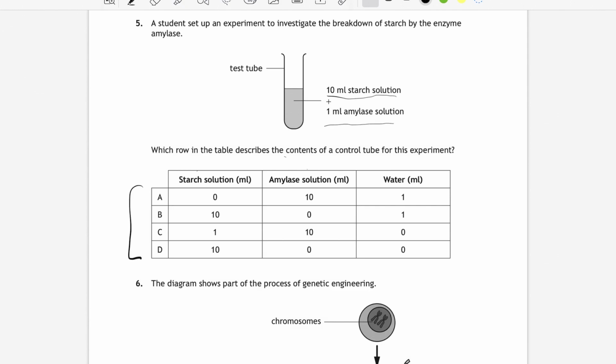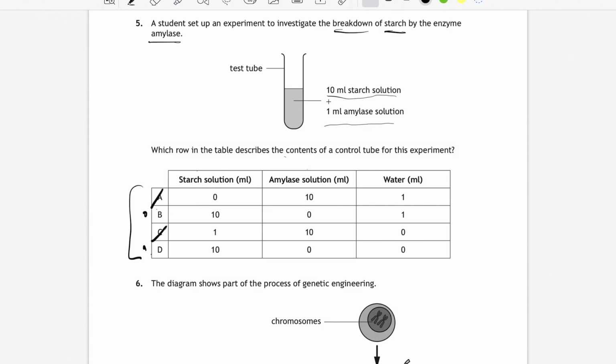Now, for a good control, we want to think about the experiment first. It's the breakdown of starch by the enzyme amylase. So which experimental setup is going to prove that it is amylase that is actually doing the breaking down of starch? We still need our starch, so we're going to need either B or D. They're potential answers, which scribbles out A and C initially.